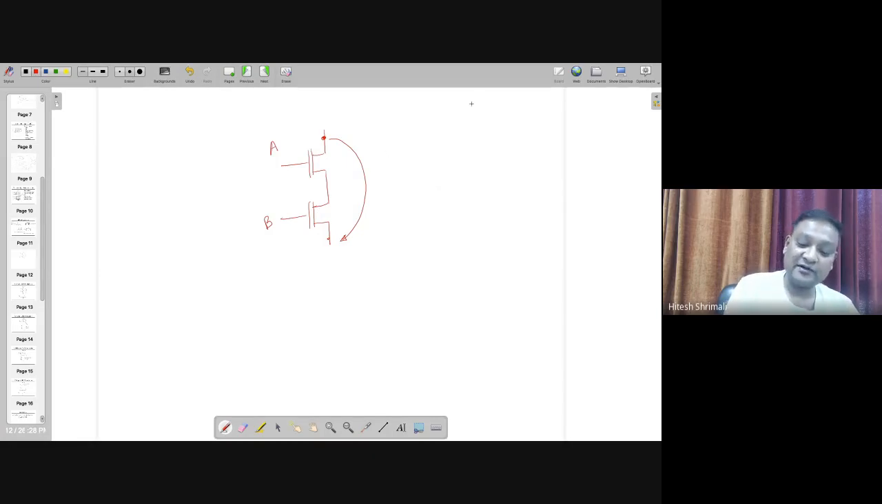If I have another function, which is A or B, and I want to implement that with NMOS, then both transistors have to be in parallel. That means if either of these inputs is on, whatever is available at this node can go to this side. So this was the fact for NMOS.